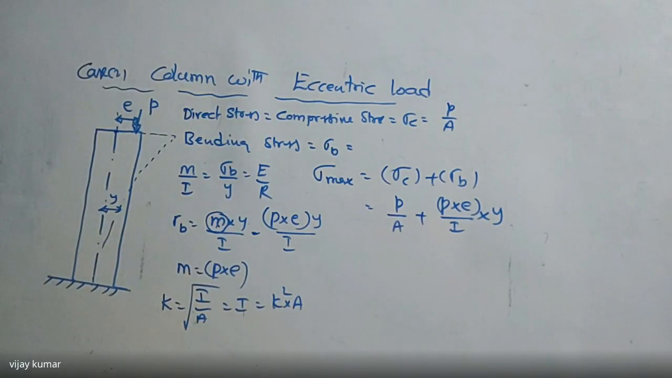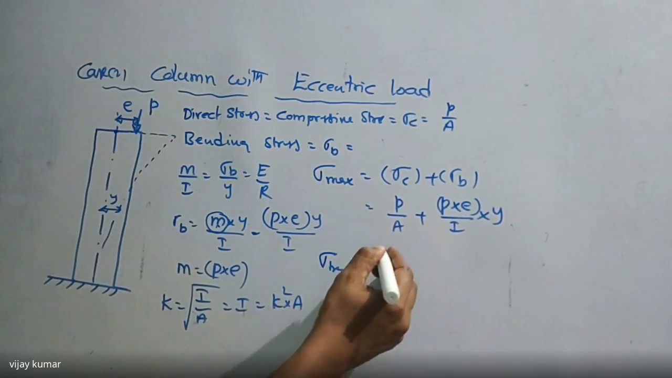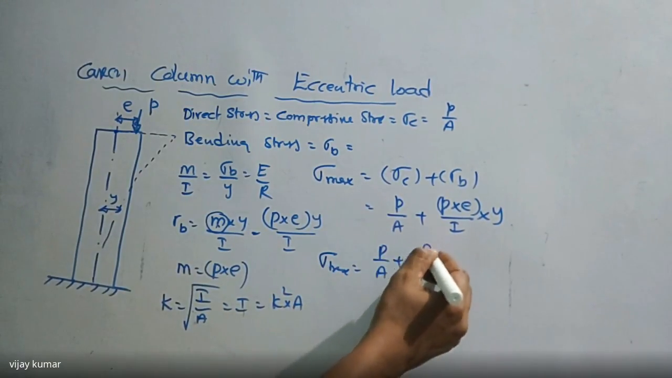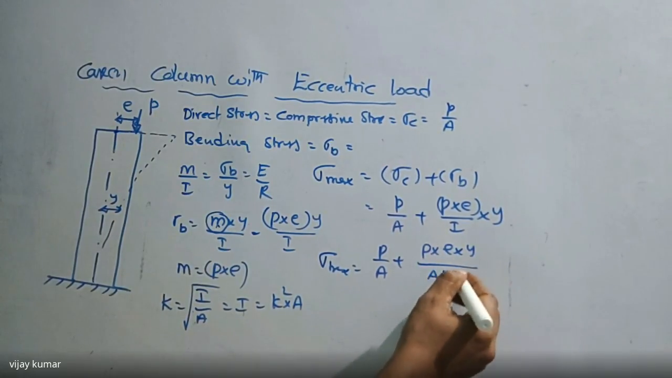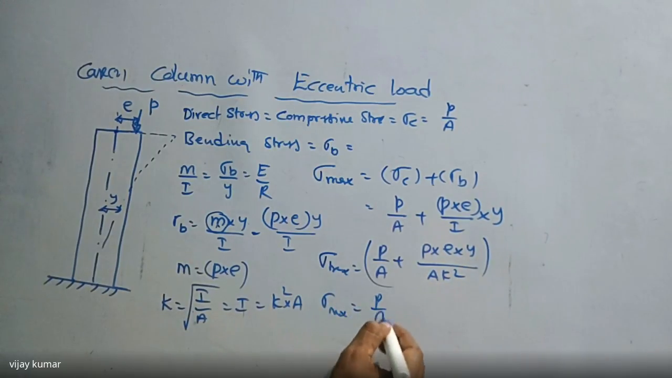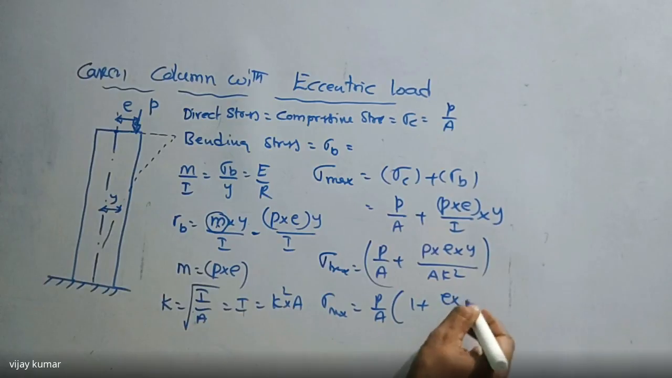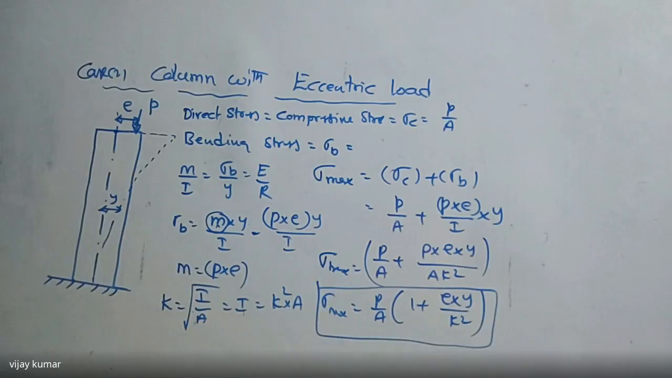So here, in place of I, we are writing K square into area. So sigma maximum is equal to P by A plus P into E into Y divided by area into K square. In this one, P by A is common. So sigma maximum is equal to P by A into 1 plus E into Y divided by K square. This is the formula for maximum stress in the column when the column is subject to eccentric load.